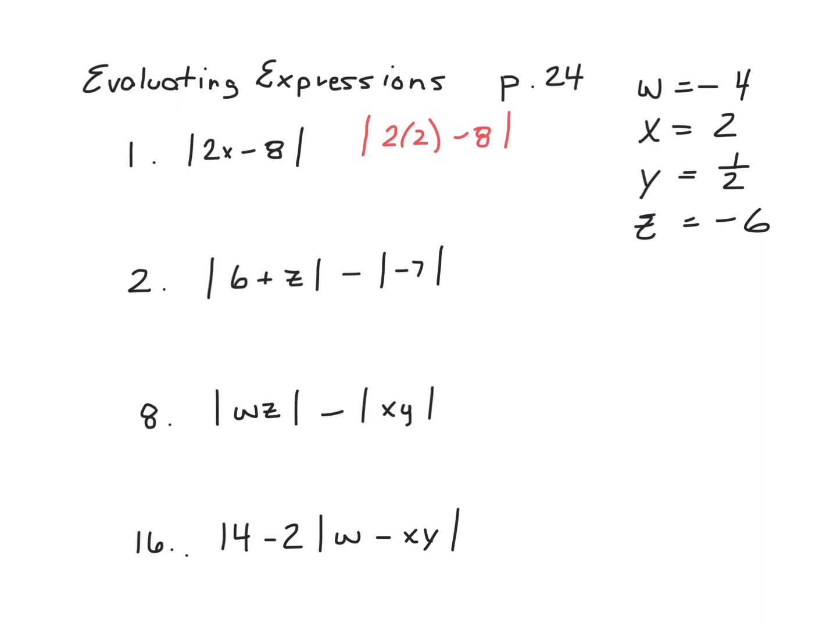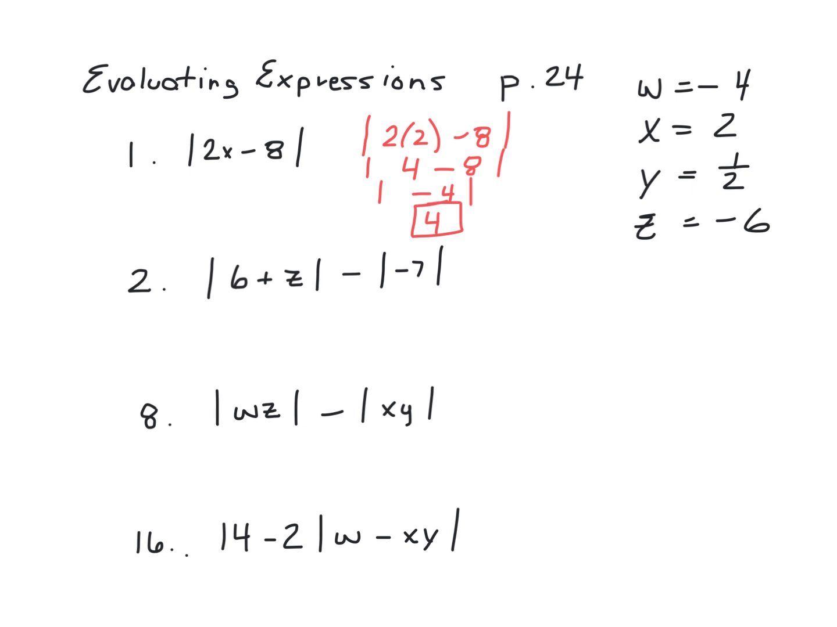So now I am working inside the parentheses, and I would do the multiplication first. And then I would do the subtraction. 4 minus 8 is a -4. And then the absolute value of -4 would be +4. So I'm doing the absolute value at the end there.